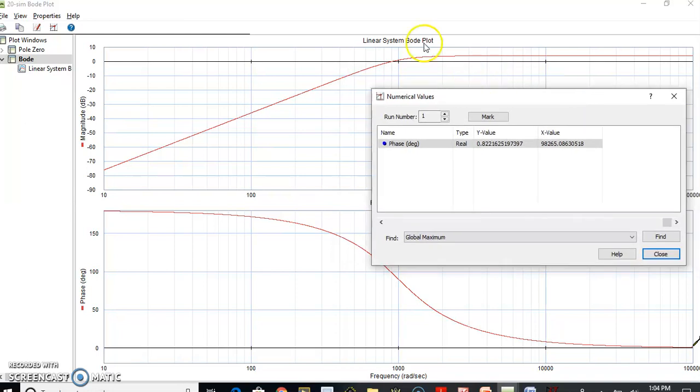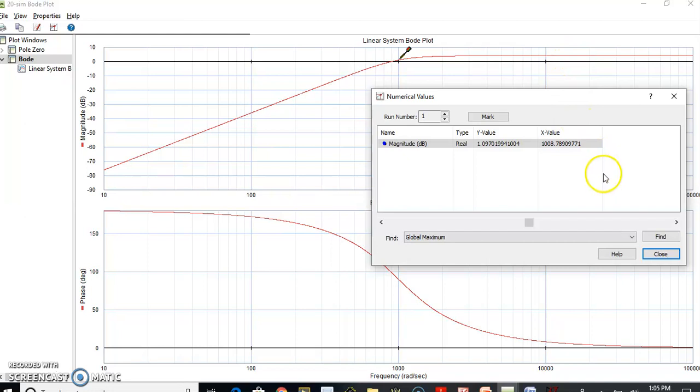Correspondingly, we will have the magnitude plot, which will be 3 dB down. When I say 3 dB down, you can see here you have 4 dB. So at exactly 1000 radian per second, it will be 4 minus 3, which happens to be 1 dB. So this is almost equal to 1 dB, and the corresponding frequency would be 1000. You can see it's almost there. So this is almost 1 dB, so that is 3 dB down.